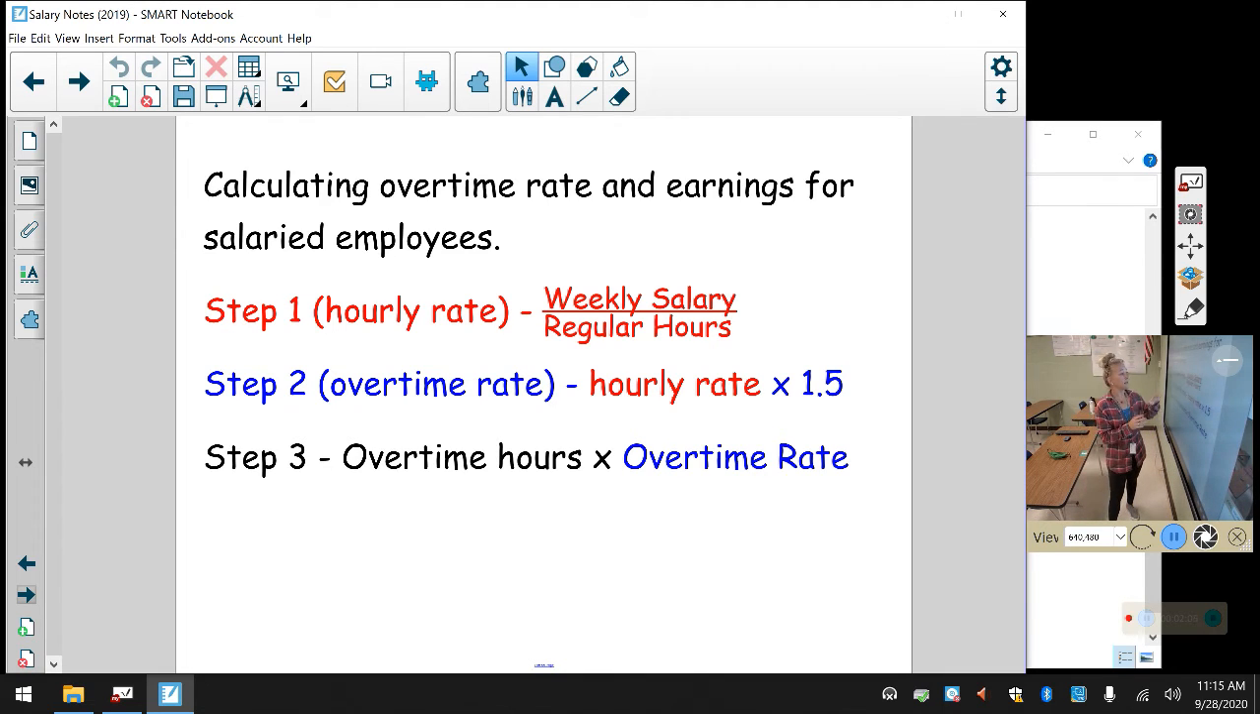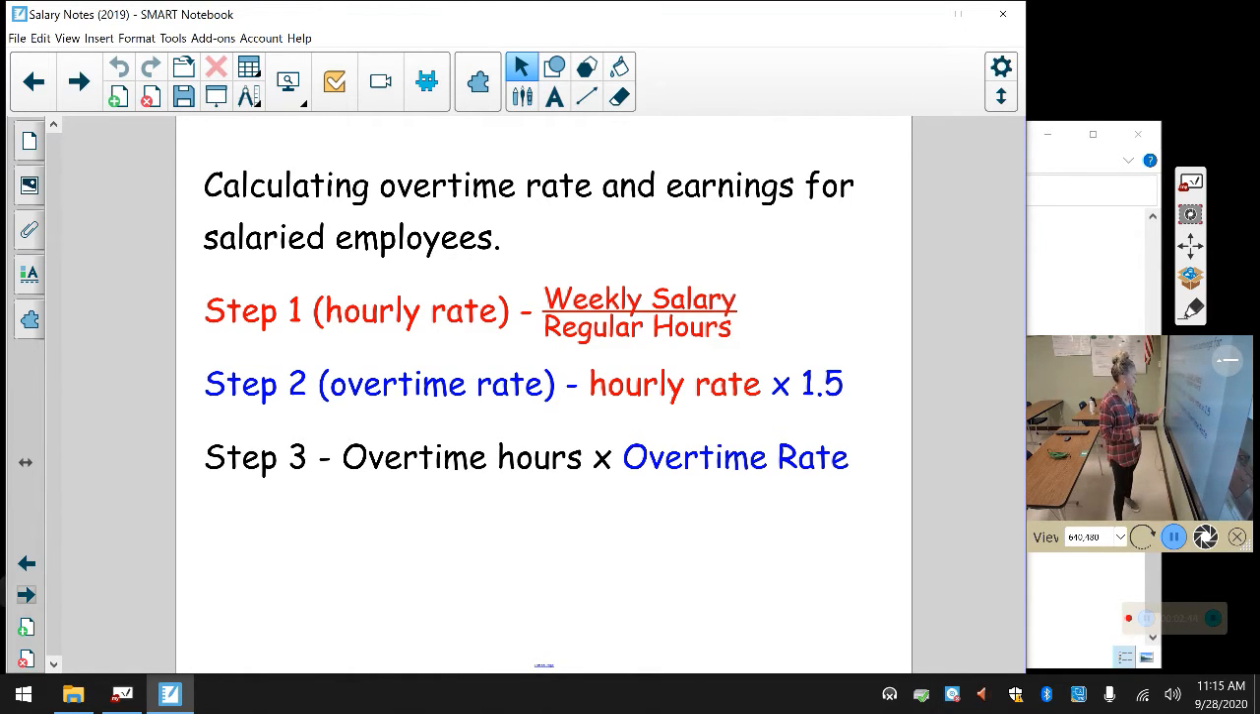So let's do that. Step one, how do I calculate my hourly rate? I'm going to take my weekly salary, and it has to be weekly. If you get paid bi-weekly, then you have to use your bi-weekly salary over your regular hours every other week. So your weekly salary divided by your regular hours gives me my hourly rate. Then step two, to find your overtime rate, you take the answer to step one and multiply it by 1.5, which is very similar to what you did in hourly. And then step three, you take the number of overtime hours you had times the overtime rate, which you got in step two.